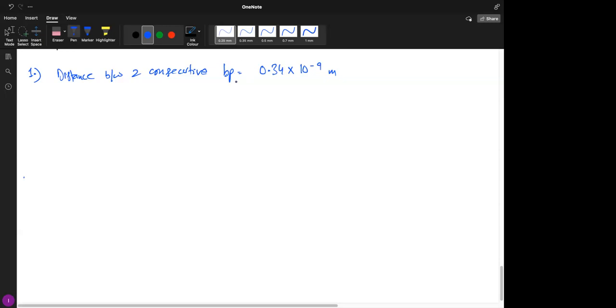Now, do you know how many total bases are there in a human genome? Let's talk about a haploid cell. How many base pairs are there in a haploid human cell? Only one copy. Let's say a sperm or an ovum.